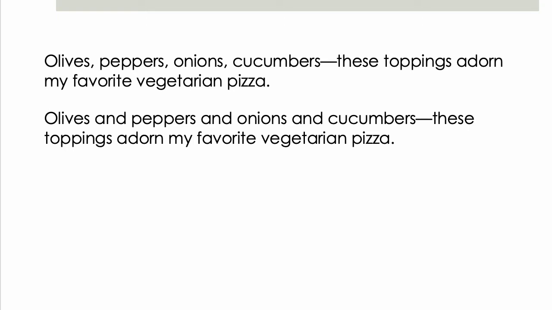These are both examples of sentence pattern number 6. But notice in the first example, we can see asyndeton. There are no conjunctions between each of the appositives, the nouns that are describing the toppings. The second example, olives and peppers and onions and cucumbers, is polysyndeton, where you have a conjunction between each appositive. Okay, so you've got these lists of appositives, and you know that you can use them in different ways for different effect, depending on if you want to use asyndeton or polysyndeton.